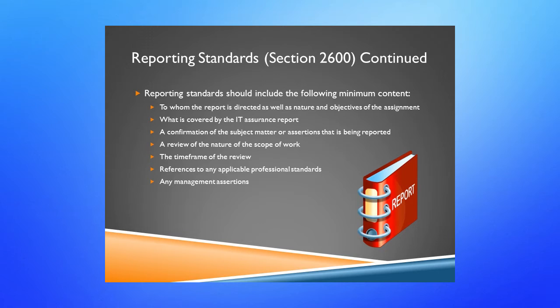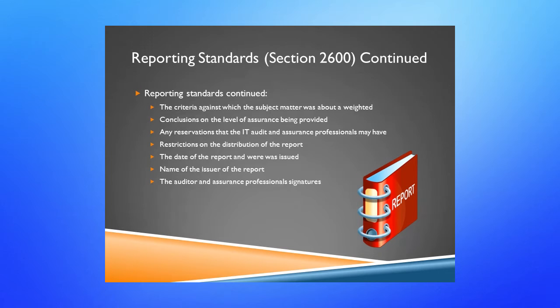That means that we also need to talk about, in general, what's covered by the IT assurance report. There should be a confirmation of the subject matter or assertions that are being reported, a review of the nature of the scope of work, the time frame in which this review took place, references to any of the applicable professional standards, and any management assertions. Again, remember we said we were going to keep those assertions and record them and use them. Other things that should be in your reports, of course, are the criteria. The criteria against which the subject matter that you're looking at was weighed.